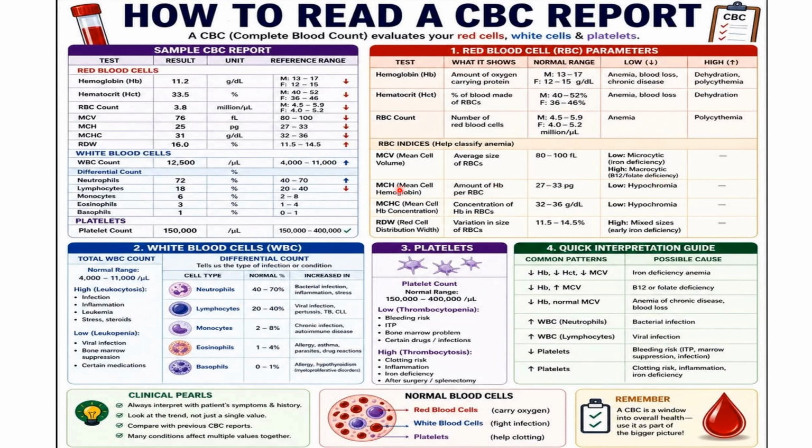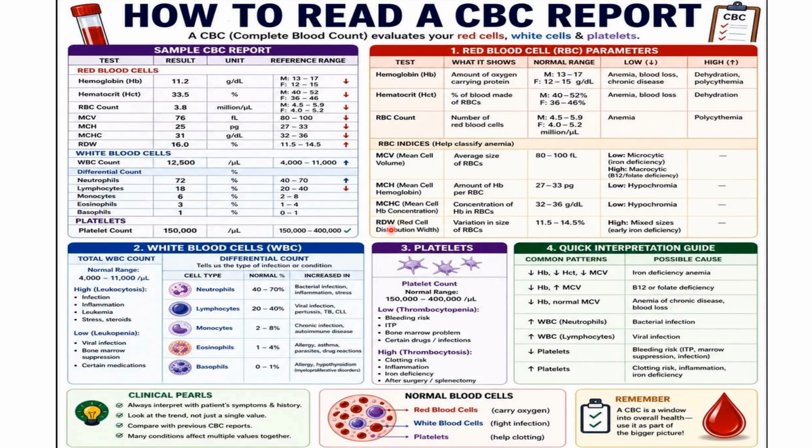Next is MCH, that is mean cell hemoglobin. It shows the amount of hemoglobin per RBC. Normal value is between 27 to 33 picogram. Low value shows hypochromia. Next is MCHC, that is mean cell hemoglobin concentration. It indicates the concentration of hemoglobin in red blood cells. Normal value is between 32 to 36 gram per deciliter. Low value is indicative of hypochromia.